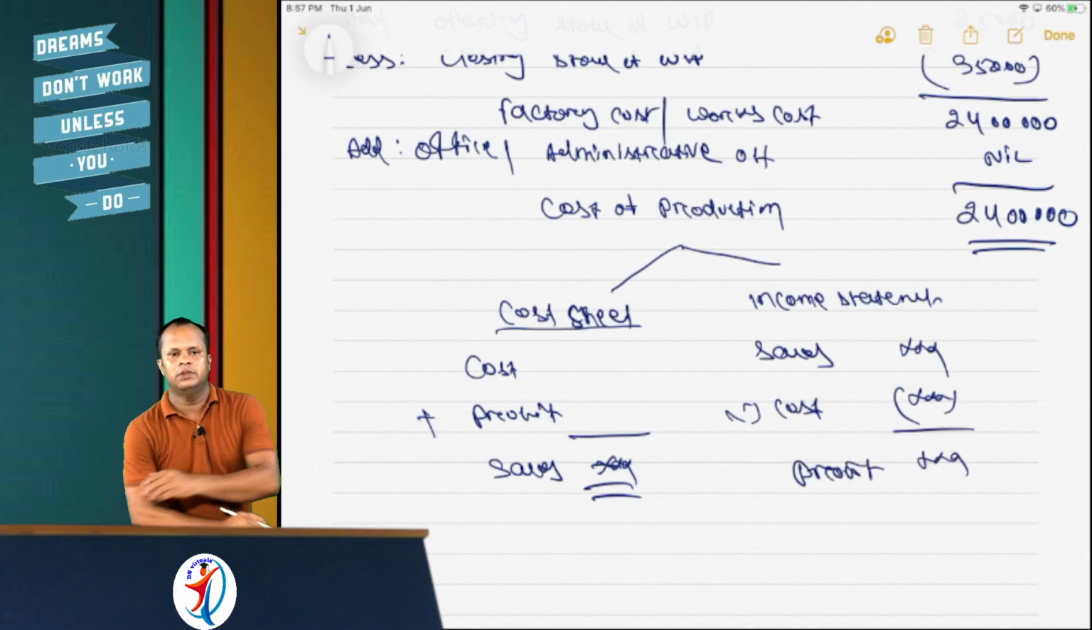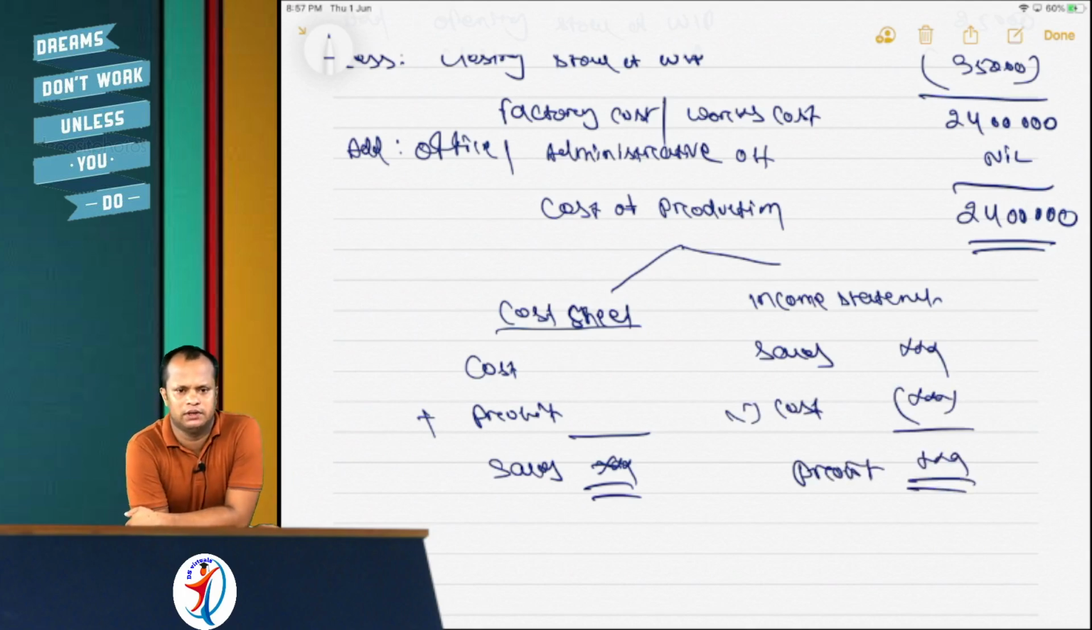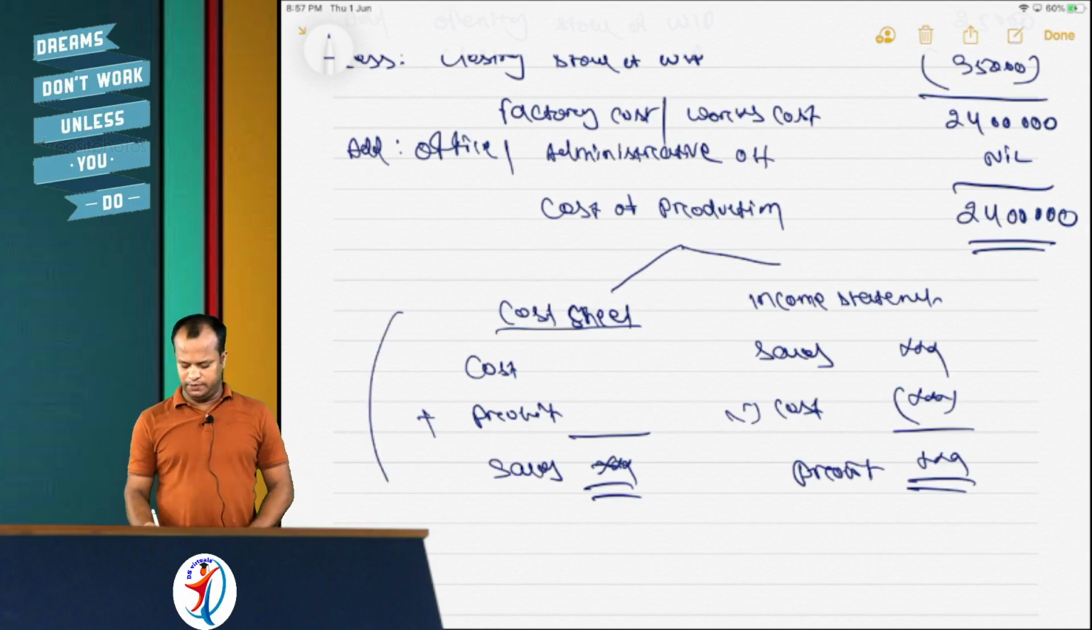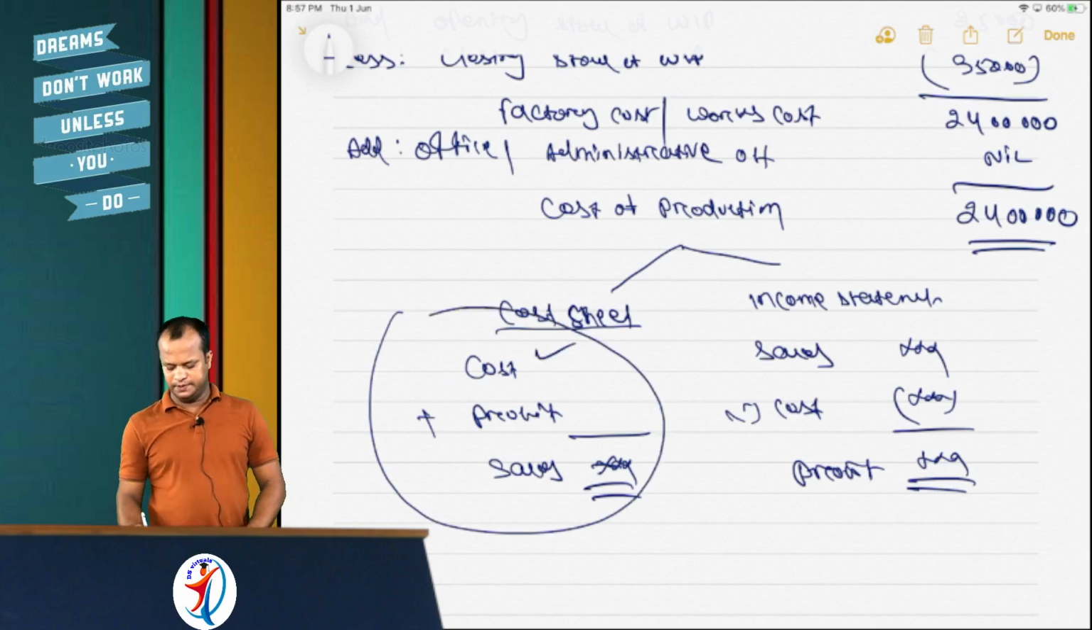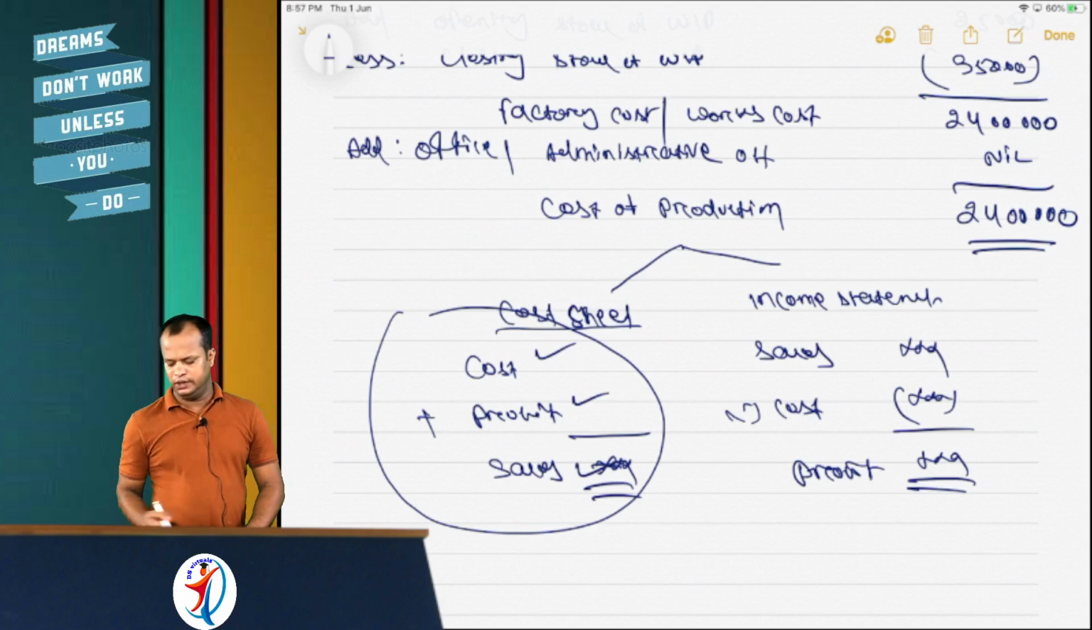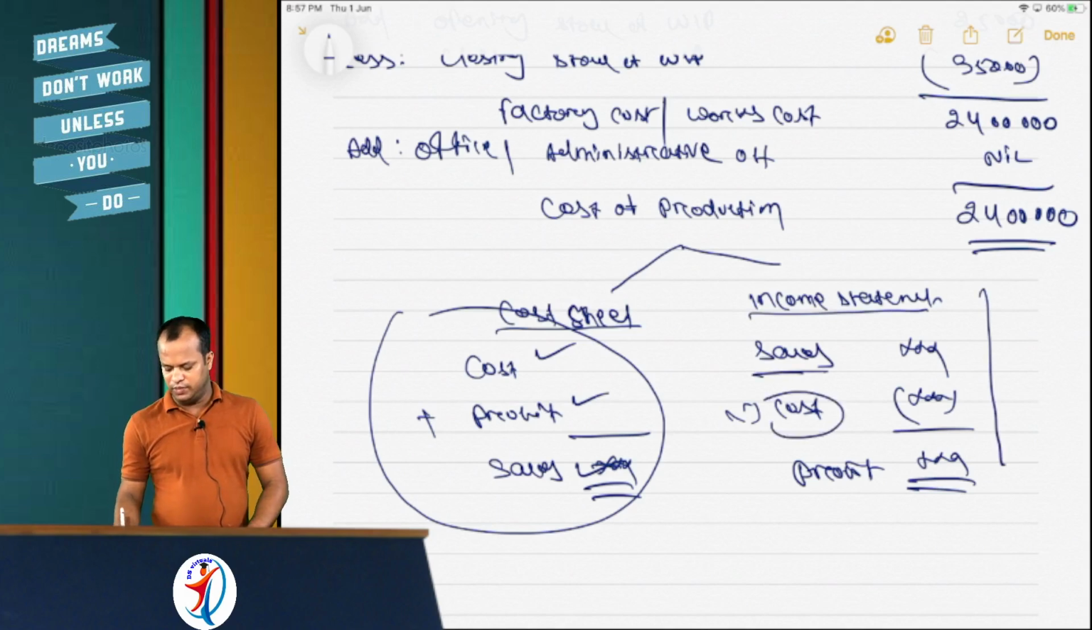But this is the difference between a cost sheet and income statement. So read the question carefully. If the question is asking to prepare cost sheet, then you will go through this format: cost of sales plus profit and markup, result will be sales. If the question is asking to prepare income statement, then you will go through this format. Income statement means sales minus cost.